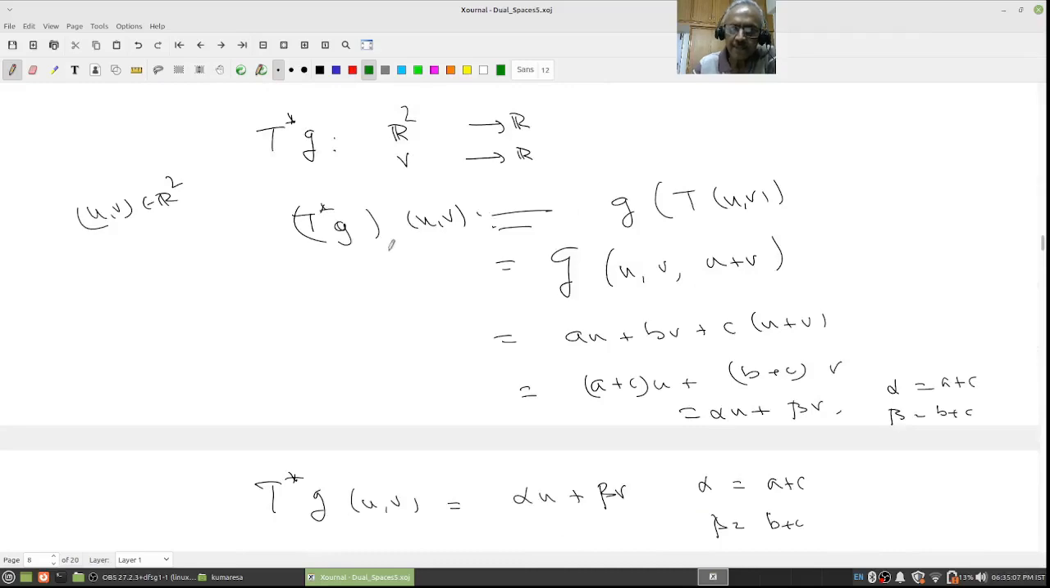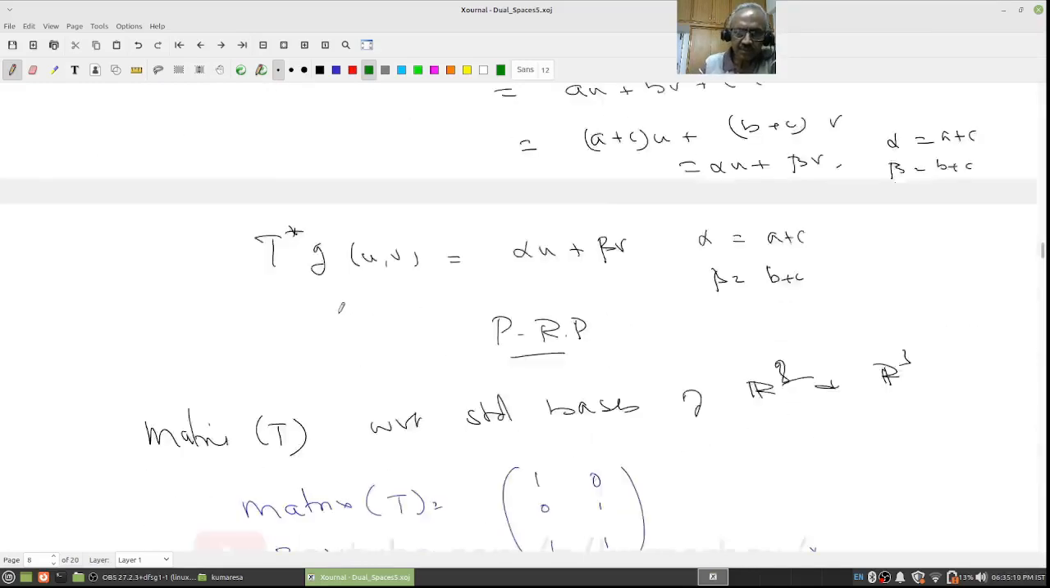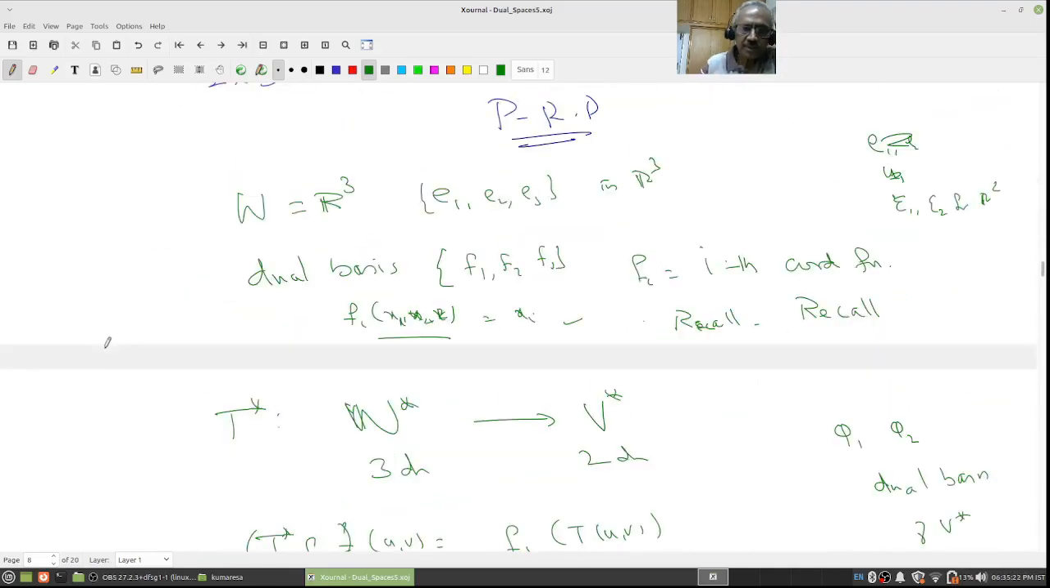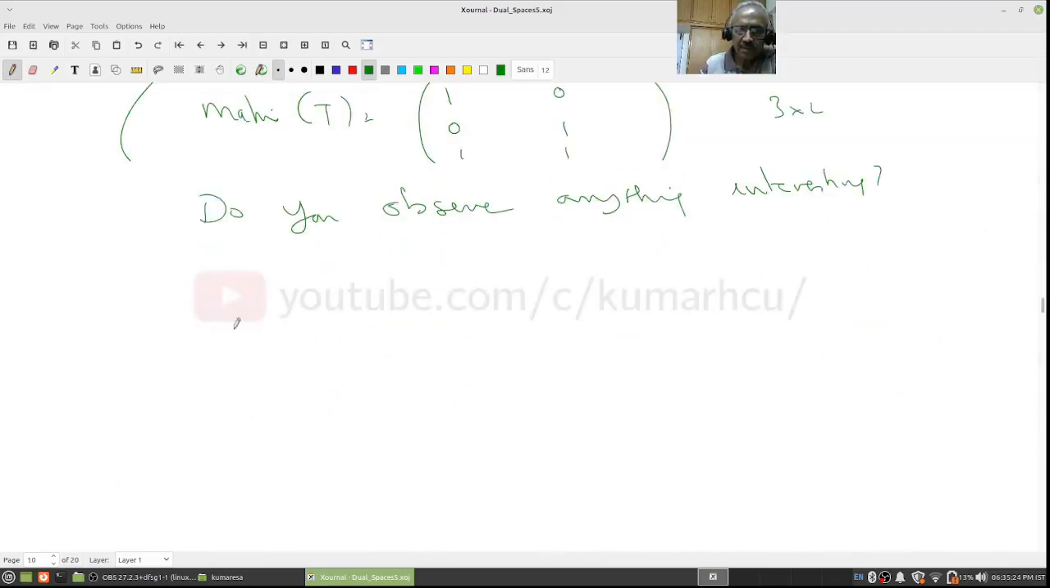Yeah, see, T star of G, I said this is this. T star of G of UV is half, this is A plus B times U and this, right? Now, I just want you to think about, that's it, don't get worked up. T star of G of UV we found out is A plus C into U plus B plus C into V. I hope I am correct, right?